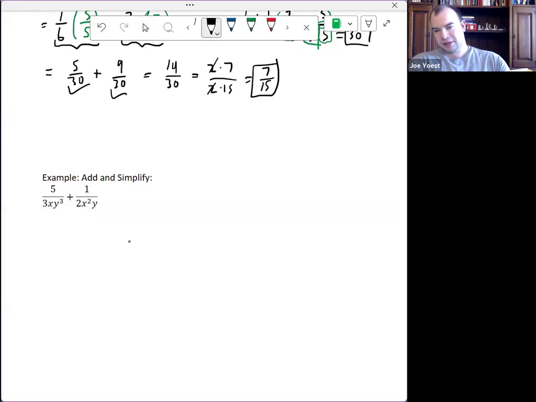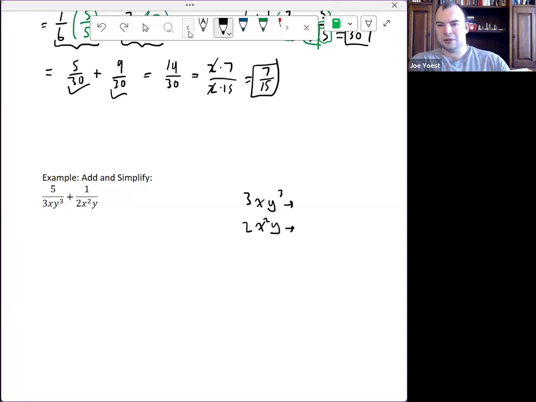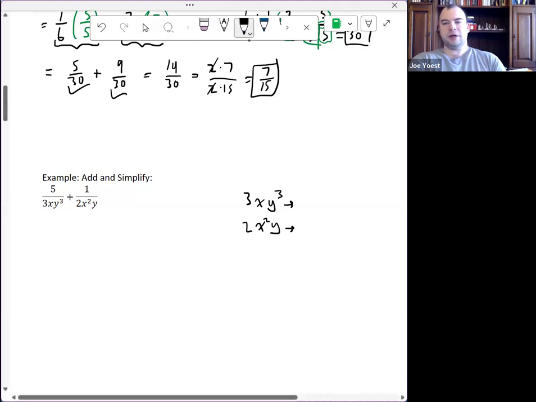I have one denominator that is 3xy cubed, another denominator that is 2x squared y. Trying to make that cube look a little nicer. There we go.